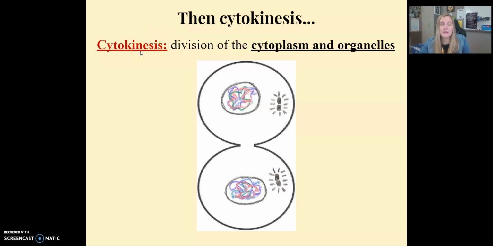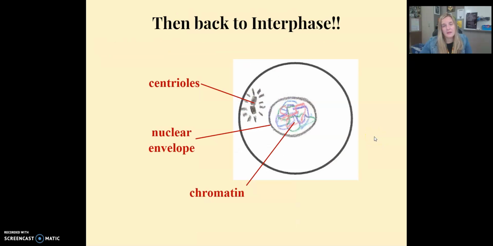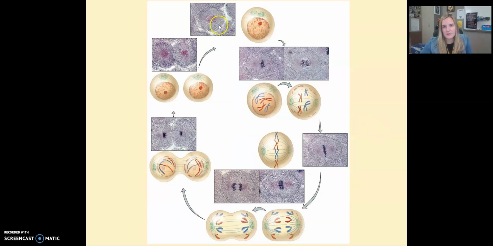Then cytokinesis is the division of the cytoplasm and the organelles. So the organelles are going to divide into the 2 separate cells, and the cytoplasm is going to be split into 2 to create 2 new cells. And then after that, each of those cells are going to go back in interphase. They might rest in a phase that we call G0, which is the resting phase. But then when the cell wants to start dividing, it's going to go G1, S, G2, and then back into mitosis. So here's another visual.